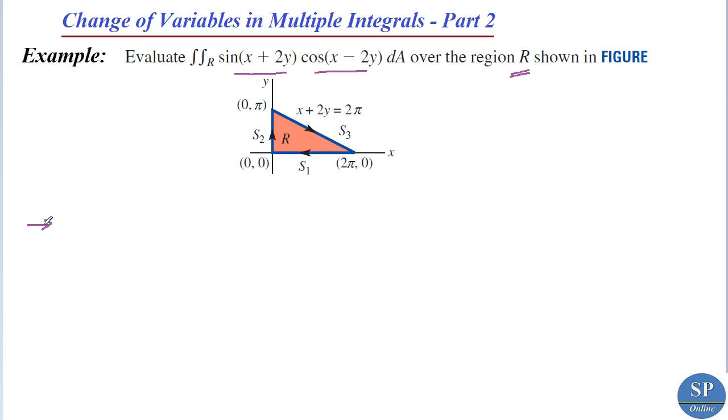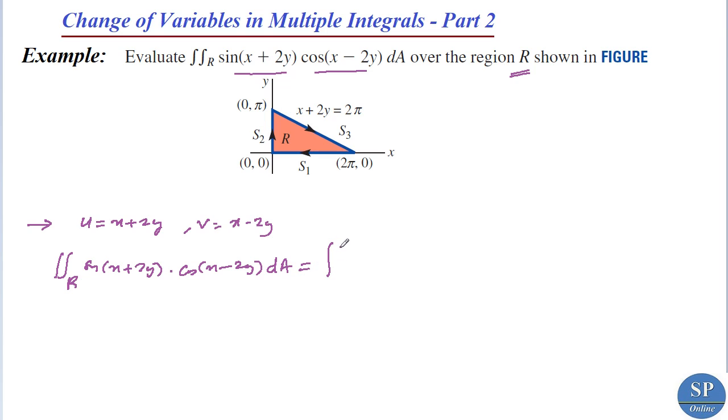Since the integrand is sin(x + 2y) and cos(x - 2y), we can change the variables as u equal to x + 2y and v equal to x - 2y. Now, by changing the variables, this integral, the double integral over R of sin(x + 2y) cos(x - 2y) dA, can be written as a double integral over S, where S is the corresponding region to R in the uv plane.